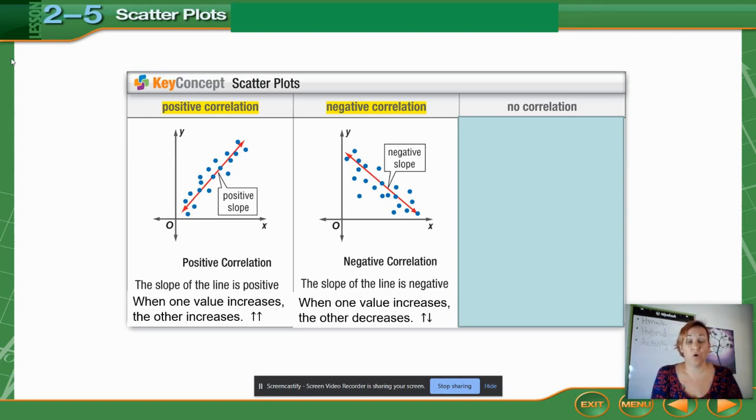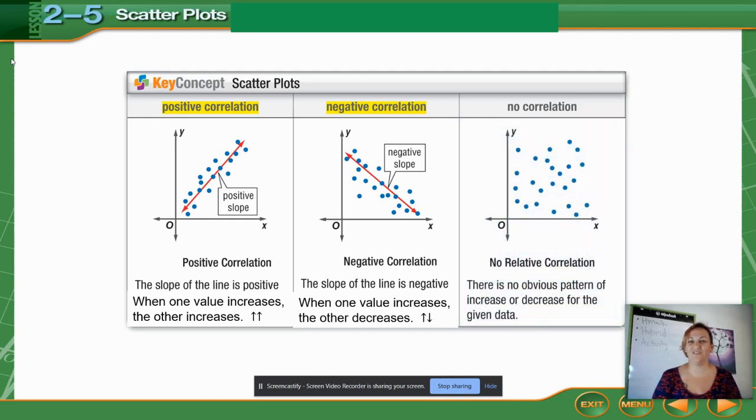Finally, for no correlation, it's not that there's a line with no slope, it's that there is no line whatsoever. We can't even draw the red trend line. No correlation is when there's no obvious pattern of increase or decrease for the given data. There's no trend line. It's not a no slope line. That would be a vertical line. We can't draw a vertical line through those dots. So it's just, there's not even a line at all. No correlation.